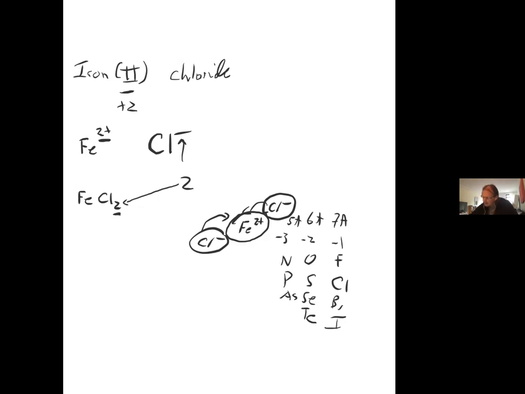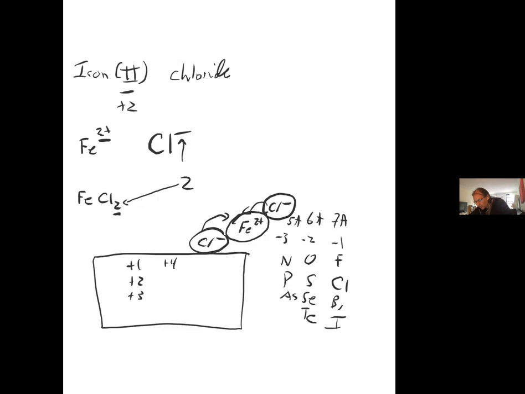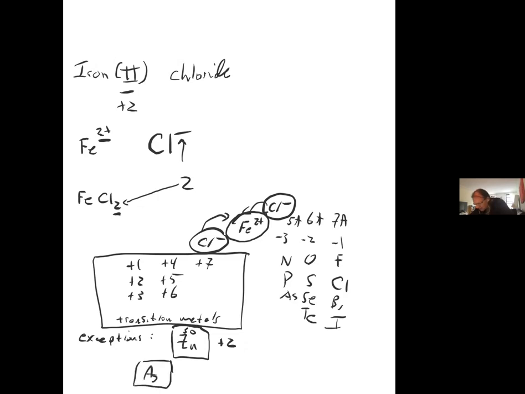Okay. But the transition metals, which are here in the center, they could be +1, they could be +2, 3, 4, 5, 6, 7. There's a couple of exceptions to that, to the transition metals. So we'll call these exceptions. Just memorize the exceptions. The first one is zinc. Zinc is element number 30. It's always +2. The next one is silver. So silver is 47. It's always +1.